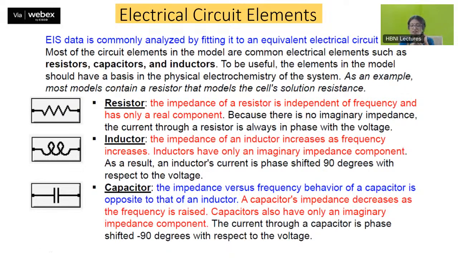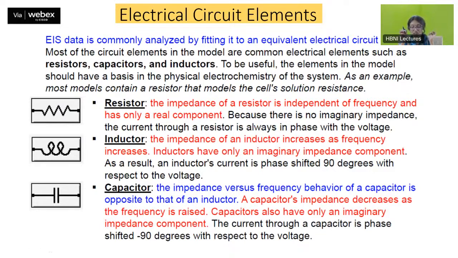The impedance of an inductor increases as the frequency increases. So inductors have only an imaginary impedance component. As a result, an inductor's current is phase shifted by 90 degrees with respect to the voltage. So this is all your physics knowledge which is coming into the picture.